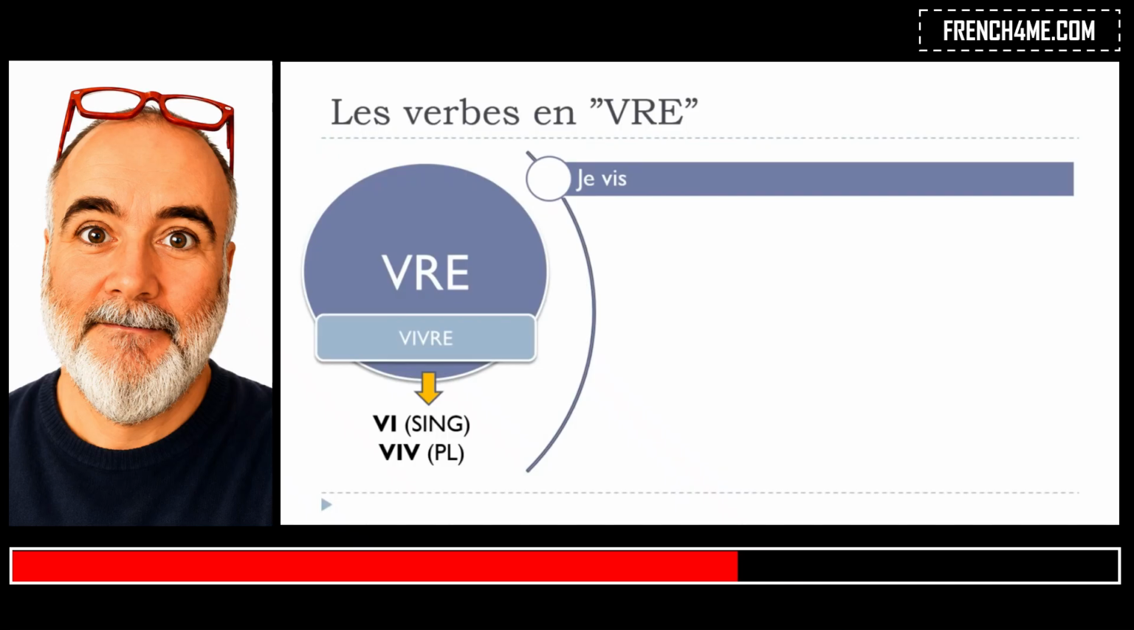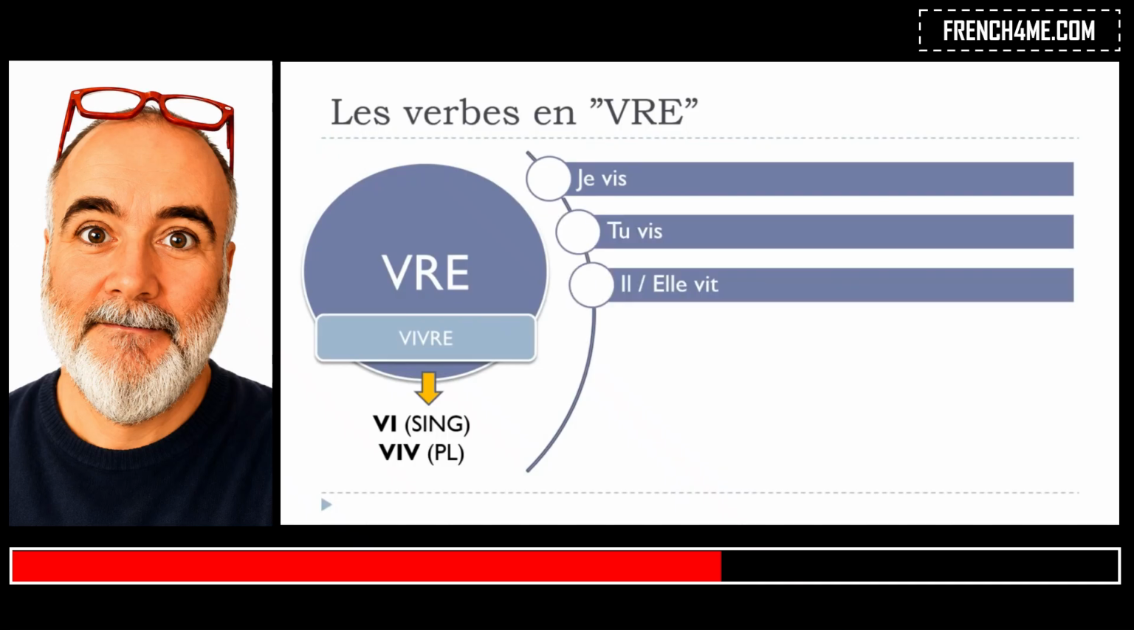So you will get je vis, tu vis, il vit, elle vit. Okay, so we do agree that you take this root or this stem here, you put it right here, and after that you will put the ending. For je it will be s, for tu it will be s, the same, and for il, elle it will be t.